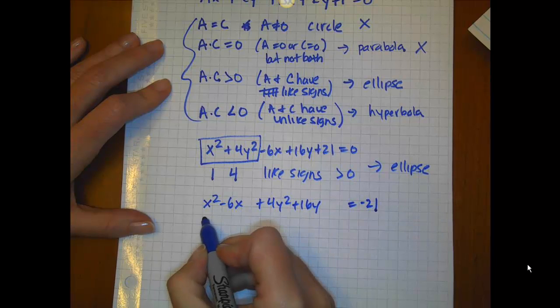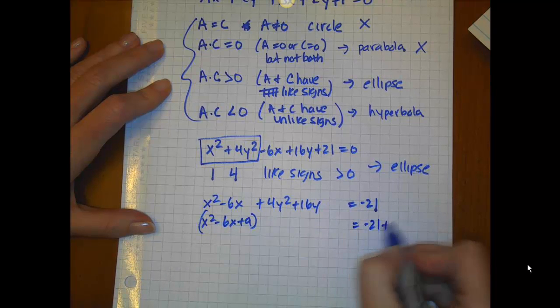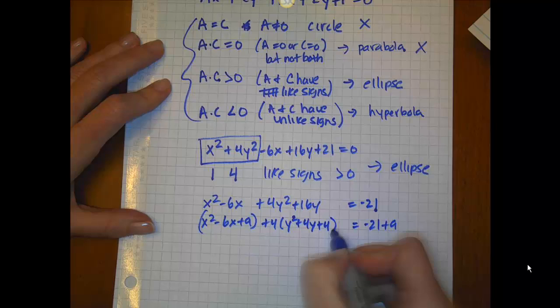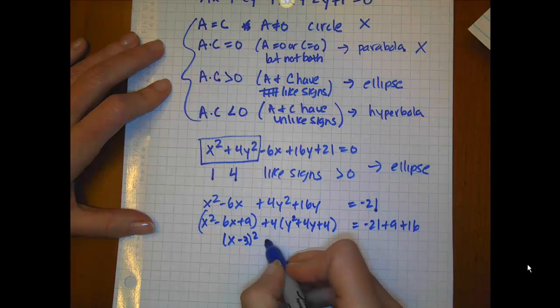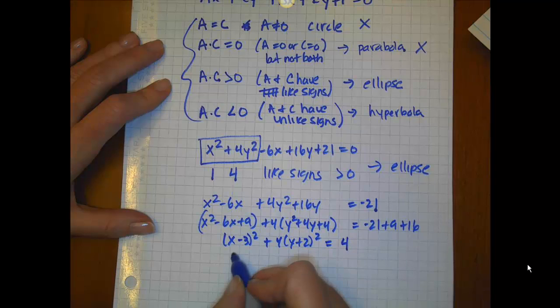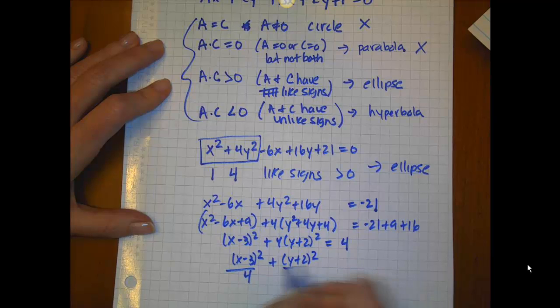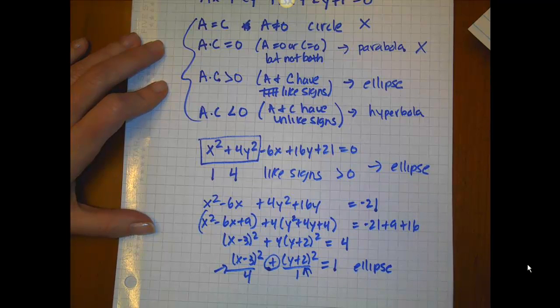And then when I would complete the square, x squared minus 6x plus 9, plus 4 times y squared plus 4y, complete the square is 4, but I'm really adding 16. I would yield x minus 3, the quantity squared, plus 4 times y plus 2, the quantity squared, equals 4. So I would yield x minus 3 squared over 4 plus y plus 2, the quantity squared over 1 equals 1. And now I notice that I have a sum where I have an x squared and a y squared. So this is another way, obviously, after you've done the work, that you can determine it's an ellipse.